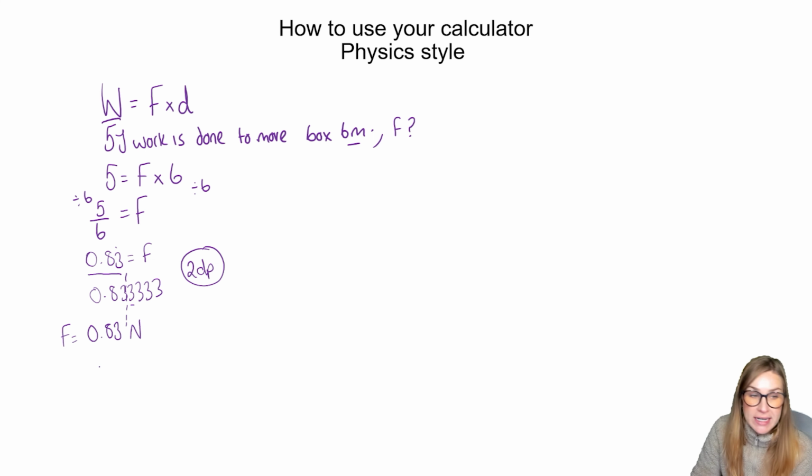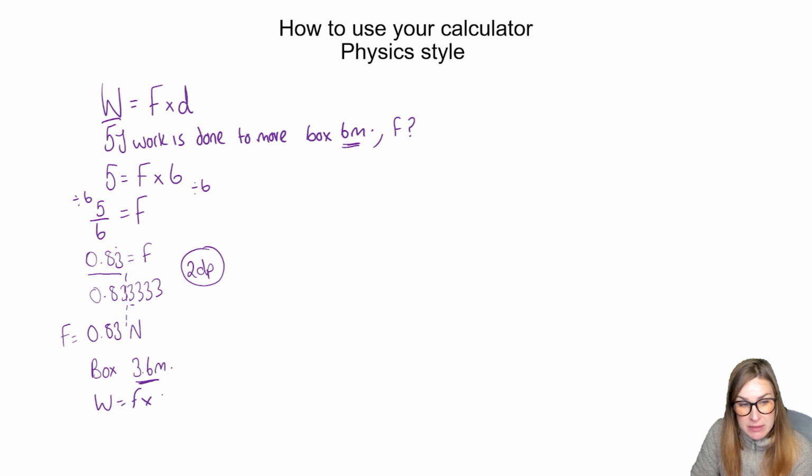What if the box got moved, instead of 6 meters, let's say 3.6 meters? So we're changing the question slightly. Again, my work done is equal to my force times my distance. The work is going to be the same, 5 joules. So 5 joules is equal to some force times my distance, which is 3.6. Now I want to get the force by itself. Remember, the opposite of multiplying by 3.6 is to divide by 3.6.